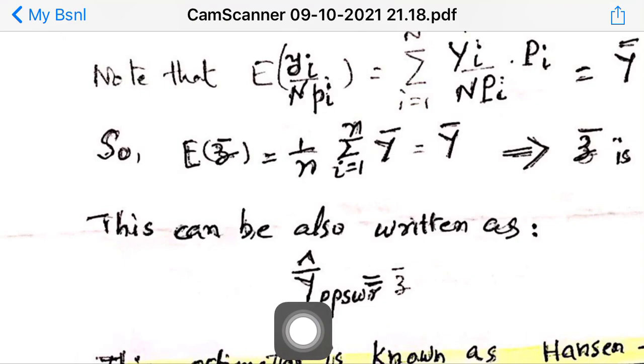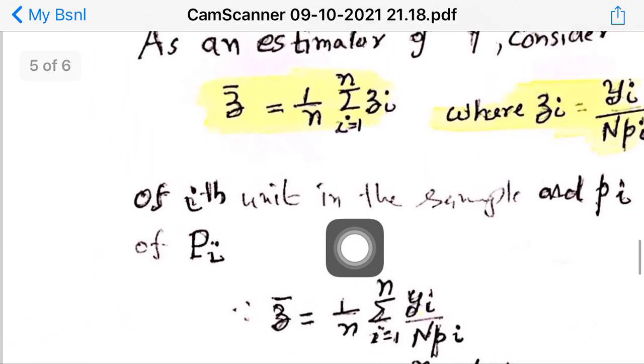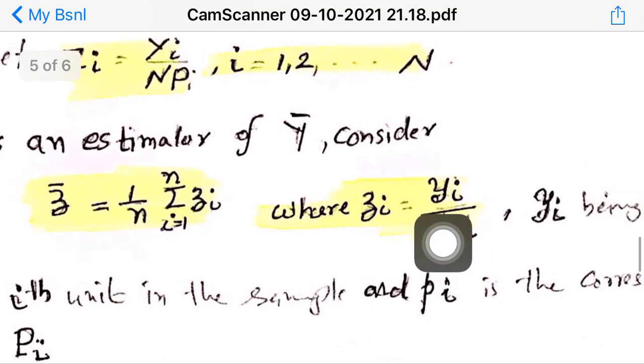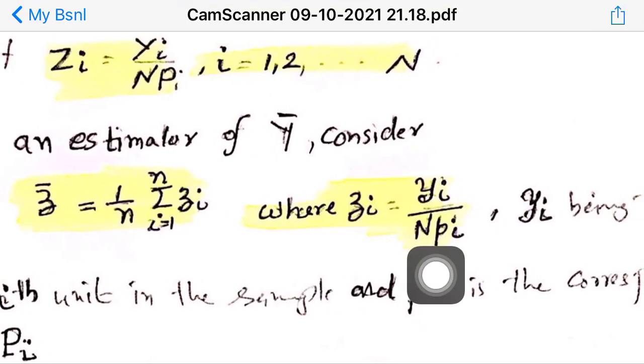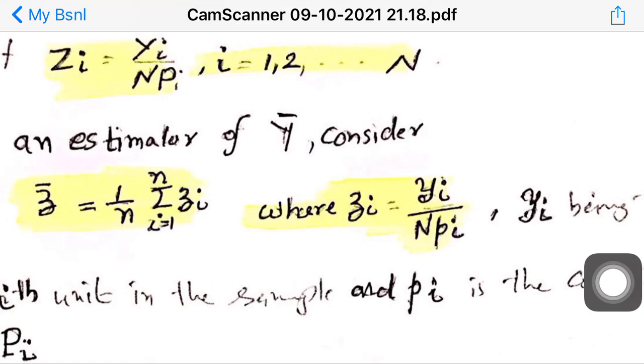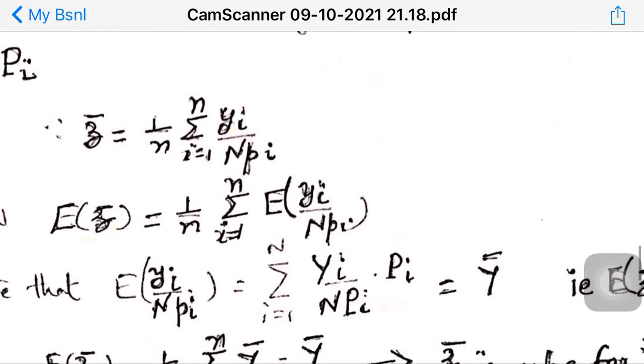So capital Y bar hat PPSWR is equal to small z bar, where Zi is equal to small yi divided by capital N into small pi. Okay, so estimation is over. Now we have to find what is the variance of this estimator. That is the next.